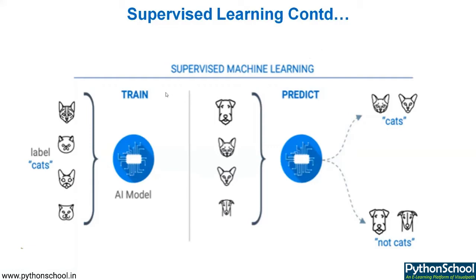Now, in supervised learning, when you apply this to a test data set, which is on the right side, and try to predict, it says there are two cat faces and two which are not cats, right? This is because the model is trained to identify the faces of cats, which is labeled.